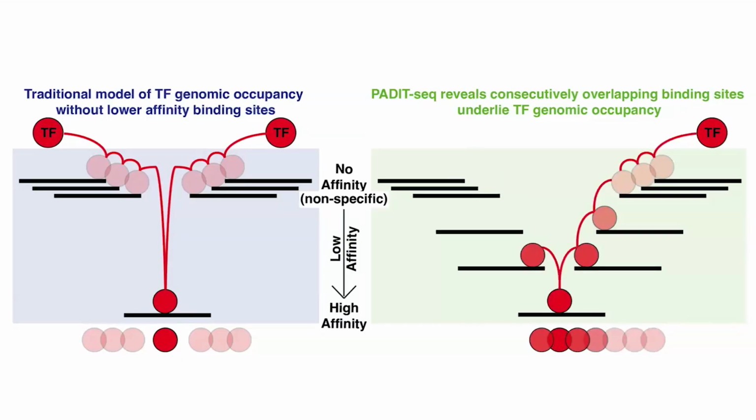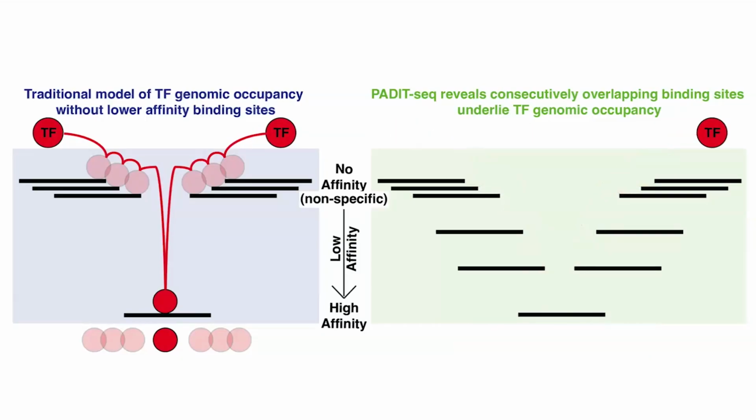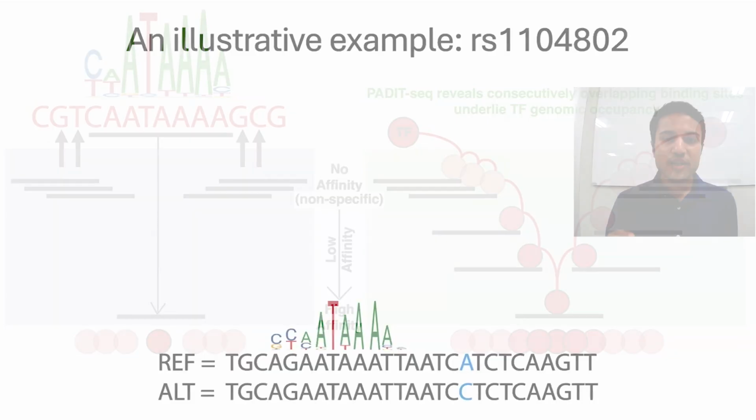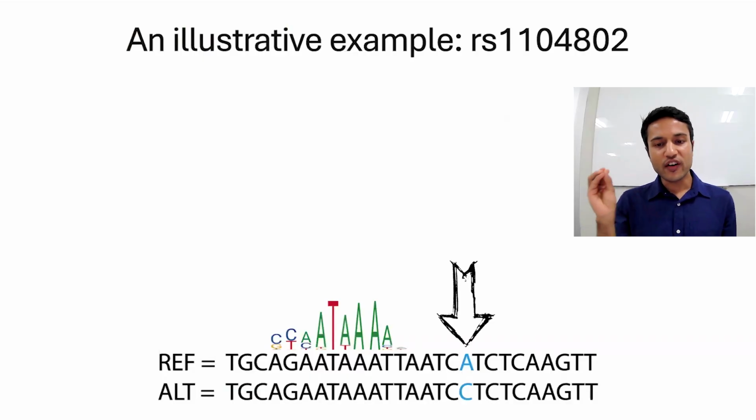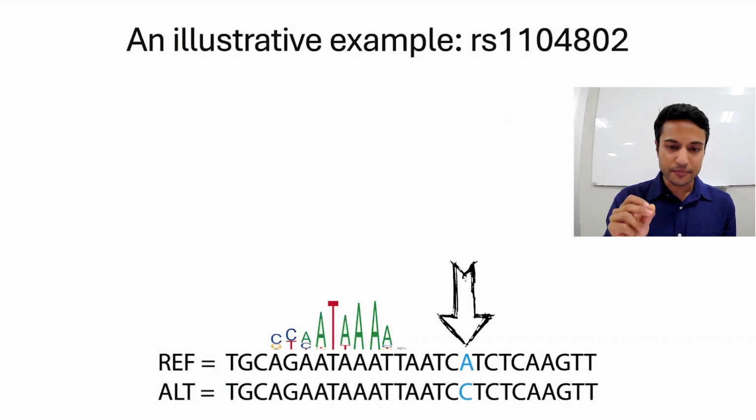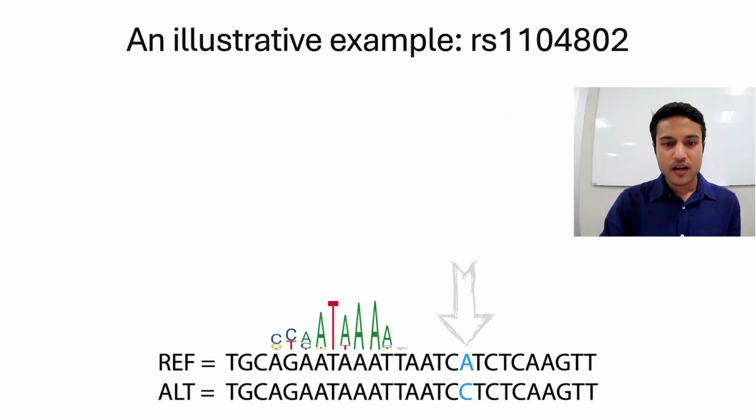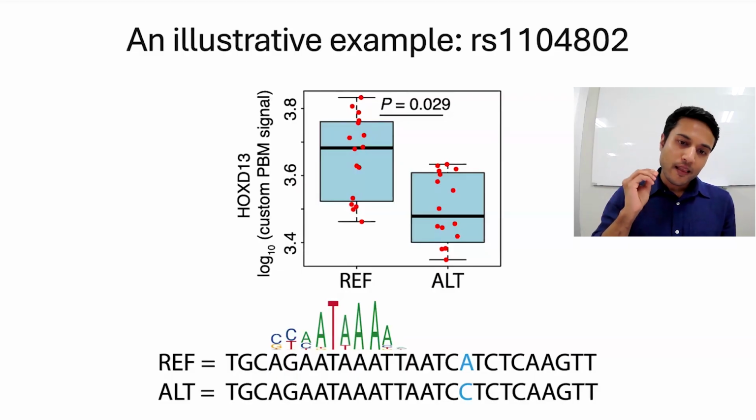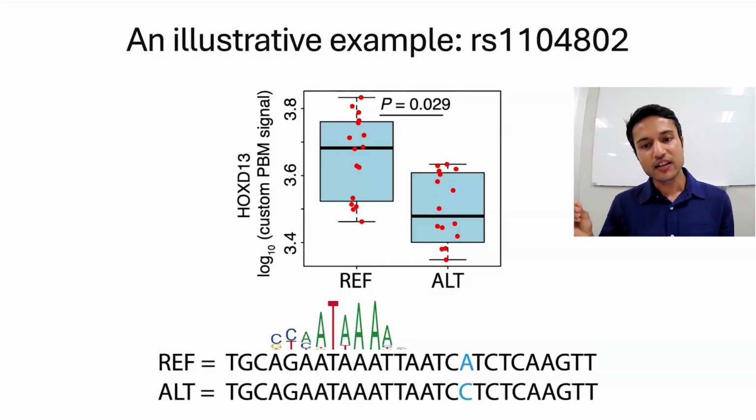I encourage you to read the paper for more details on the evidence that we provide in support of the model, but I would like to provide a vignette of an interesting puzzle that our model solves. It's been known that nucleotides flanking motif matches in the genome alter transcription factor occupancy, and this is a result that motif-based models cannot explain. So here's an example of a SNP that is quite far away from the motif for HOXD13. According to the motif-based model, it should not impact HOXD13 binding. However, in our custom PBM data, you can clearly see that the reference allele is occupied by HOXD13 to a higher level than the alternate allele.